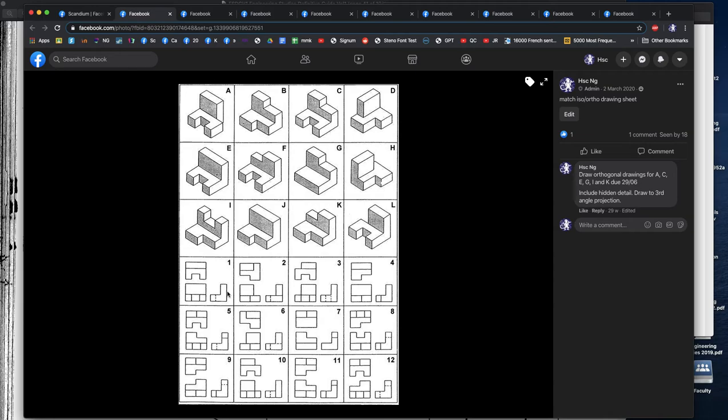Now, generally, I would say that it's faster to draw an orthogonal drawing than it is to draw an isometric drawing, or even any pictorial drawing. But more importantly than it being faster, we can show a lot more detail on an orthogonal drawing.